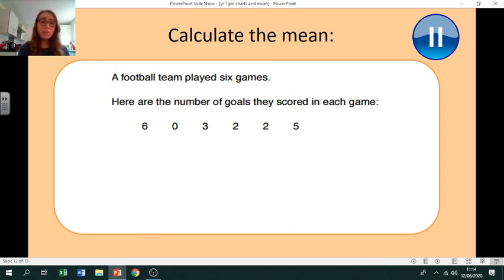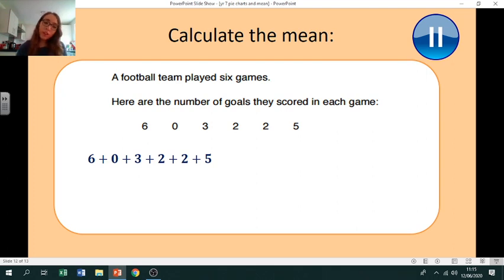A football team played 6 games. Here are the number of goals they scored in each game. You are now going to pause this video and work out the mean. So remember, add them all up and divide by how many there are. So pause this for me, and give it a go.